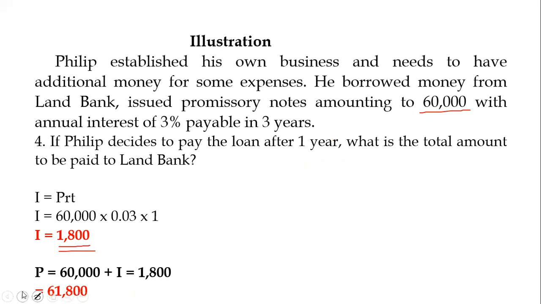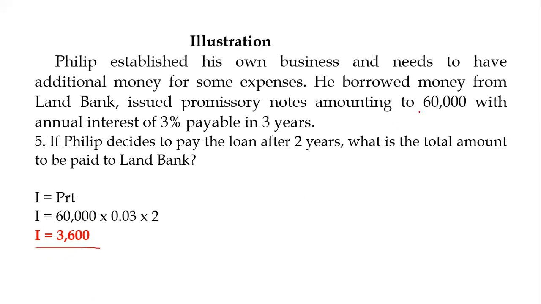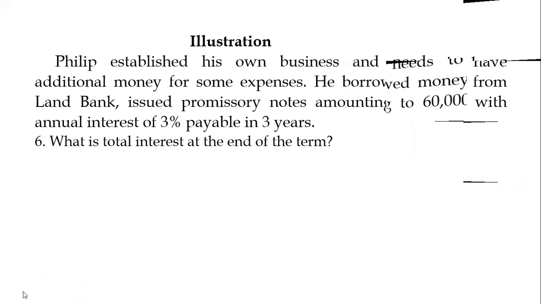Okay. I hope that is clear. So let's proceed to number 5 question. If Philip decides to pay the loan after 2 years, what is the total amount to be paid to Land Bank? No, na-compute na natin yung interest kanina, interest after 2 years. That is 3,600. Same procedure, yung 3,600, ipa-plus lang natin sa principal amount or original amount. So 60,000 plus 3,600. So the total amount to be paid to Land Bank after 2 years is 63,600. Okay, napakadali lang, right? So let's proceed to number 6 question.